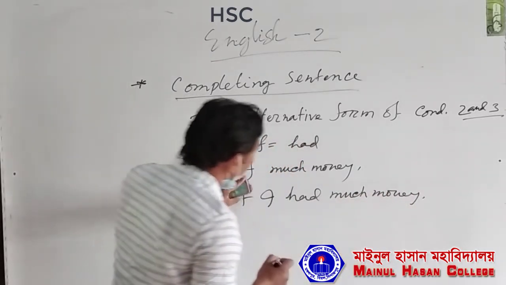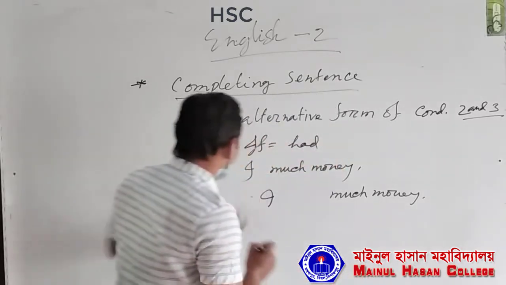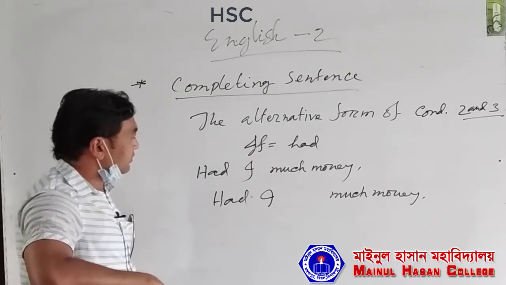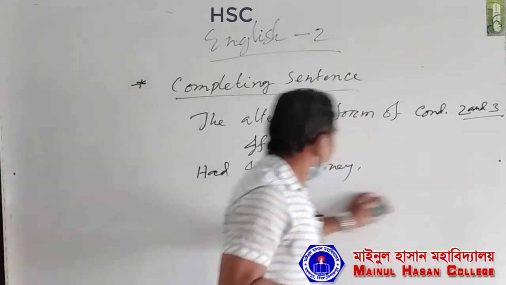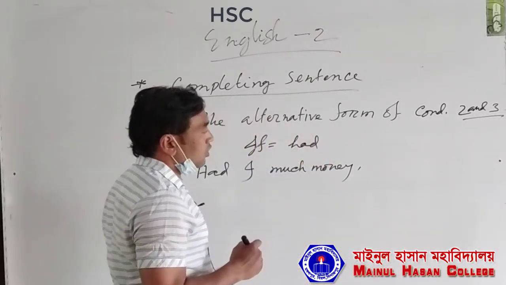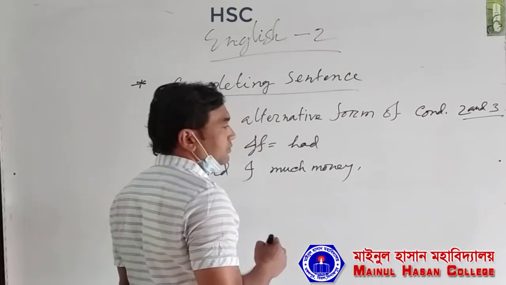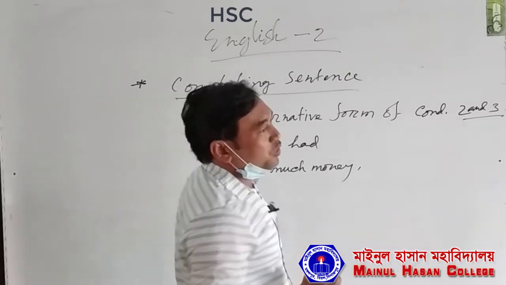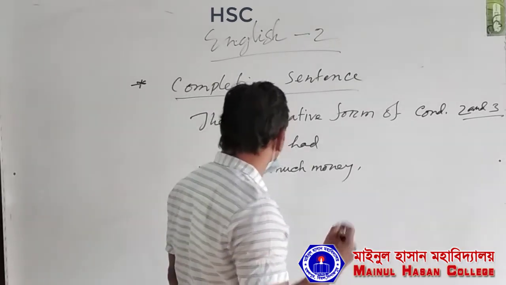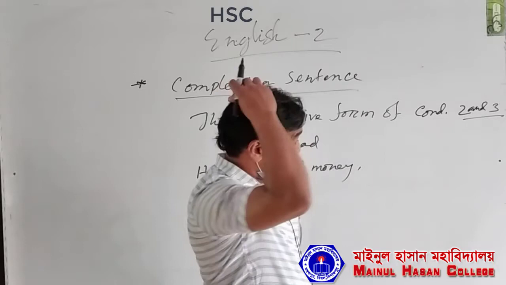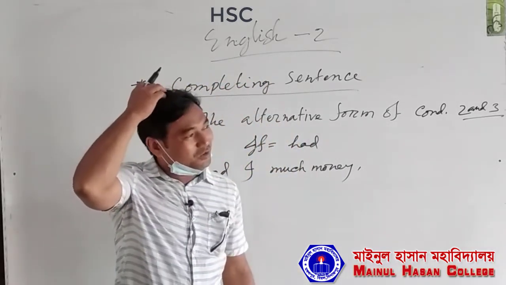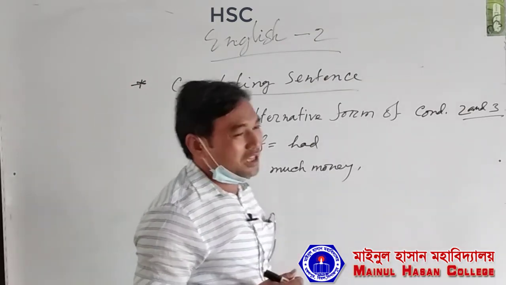This sentence will be in the form of "Had I much money." Okay? And look at the next clause, the next part you have to complete. Had I much money, that means যদি আমার অনেক টাকা থাকতো, what will you do? You can buy a scooty, a car, or can also get married 2 times.